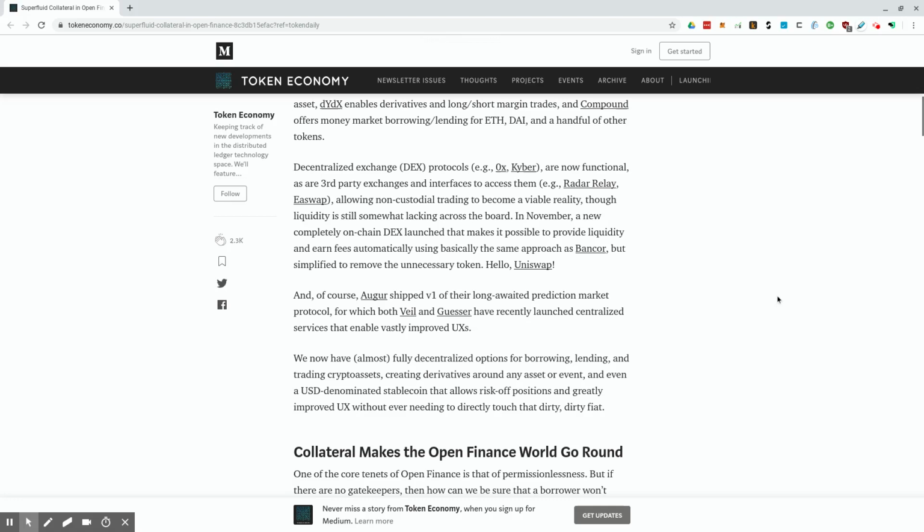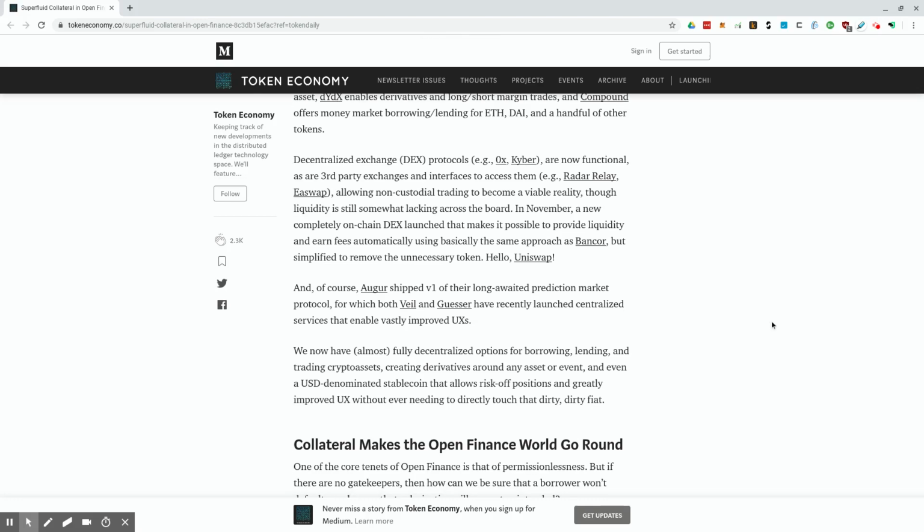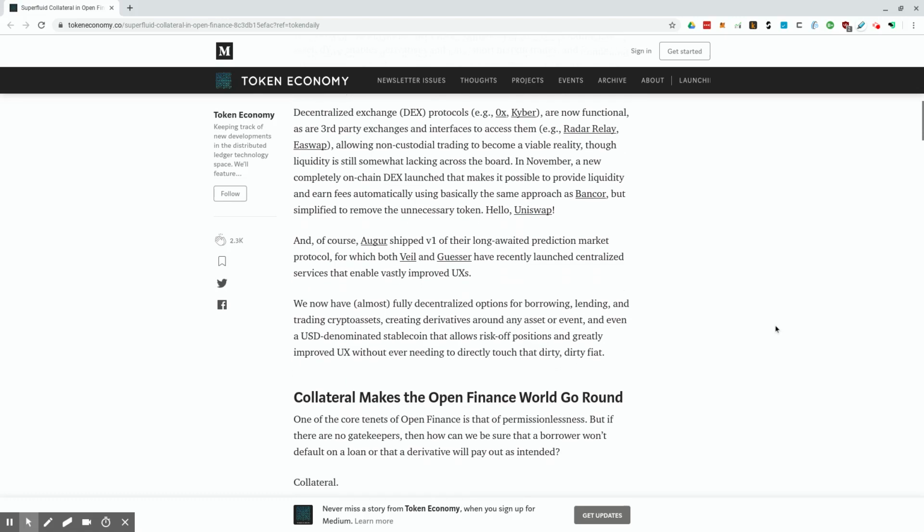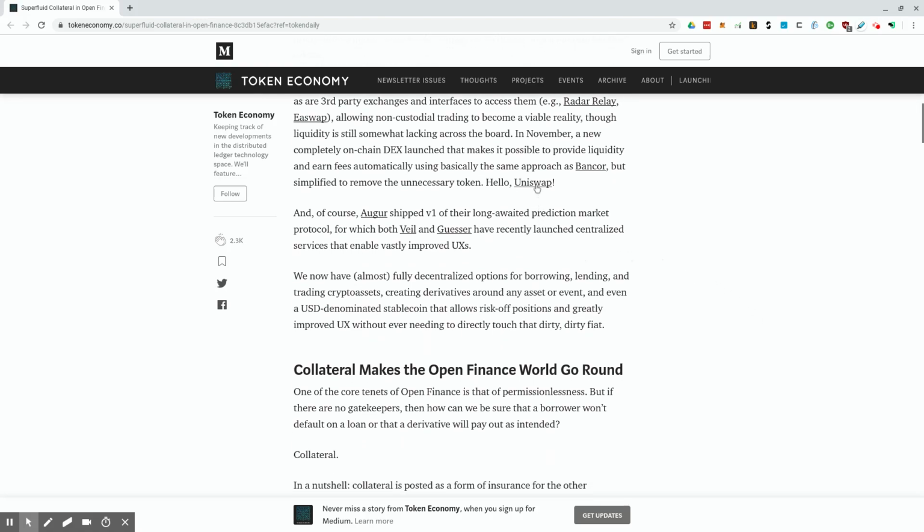Decentralized exchange protocols, i.e. DEXs, like 0x and Kyber, are now functional, as are third-party exchanges and interfaces to access them, examples being Radar Relay and Paradex, allowing non-custodial trading to become a viable reality, though liquidity is still somewhat lacking across the board. In November, a new completely on-chain DEX launched that makes it possible to provide liquidity and earn fees automatically using basically the same approach as Bancor, but simplified to remove the unnecessary token. Hello, Uniswap.